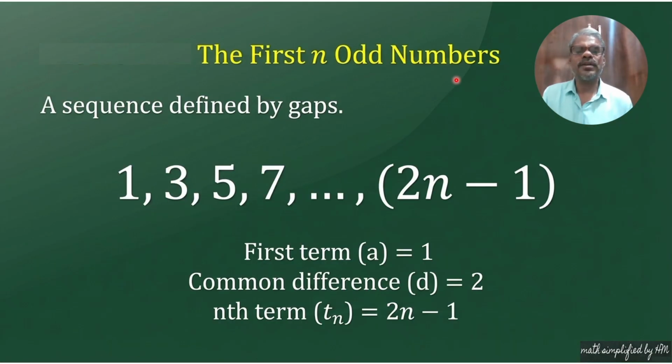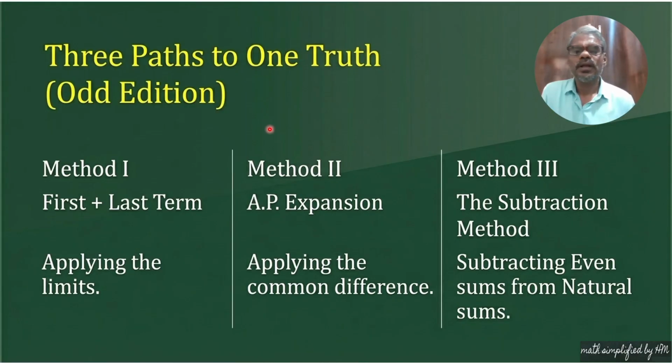The first n odd numbers. A sequence defined by 1, 3, 5, 7, ... 2n - 1. First term a = 1, common difference d = 2, nth term tn = 2n - 1. Three paths to one truth, or addition. Method 1, first plus last term, applying the limits. Method 2, AP expansion, applying the common difference. Method 3, the subtraction method, subtracting even sums from natural sums.